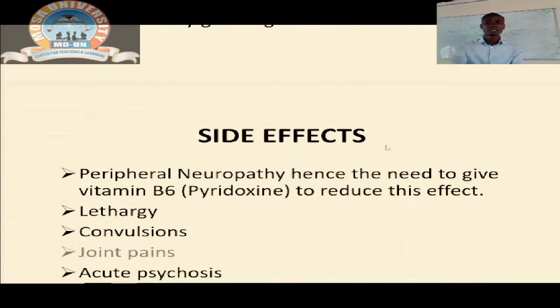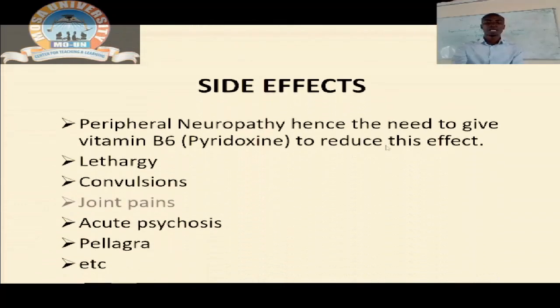The side effects of isoniazid: we have peripheral neuropathy. So when it has peripheral neuropathy, we need to give vitamin B6 to reduce its effect. It has also some joint pains and also some convulsions. The client can experience convulsions when taking this drug. So those are some of the side effects of isoniazid.